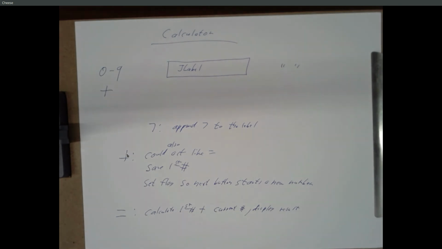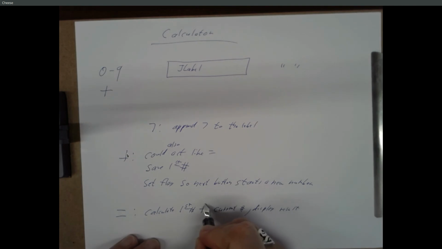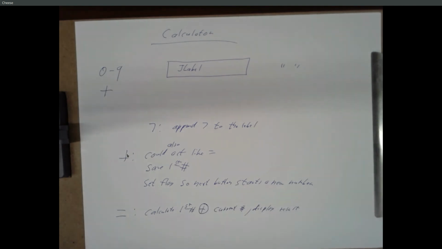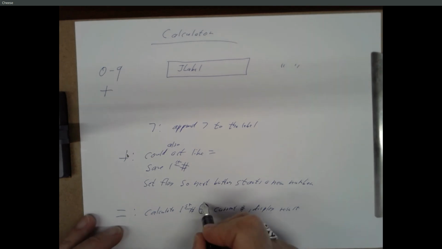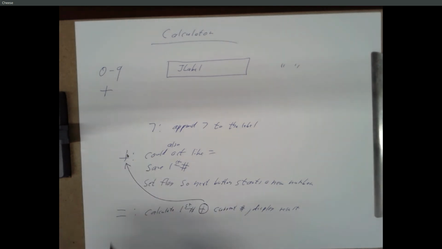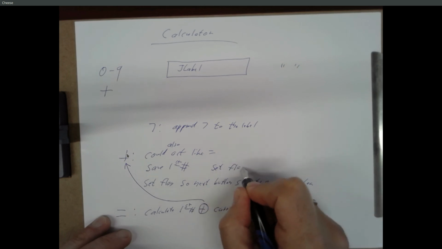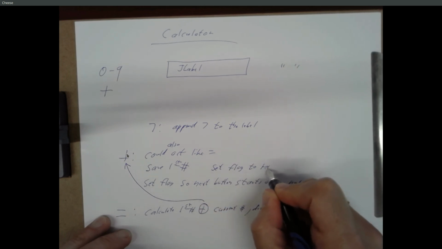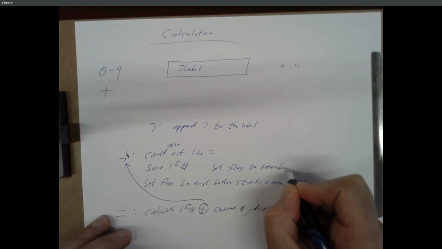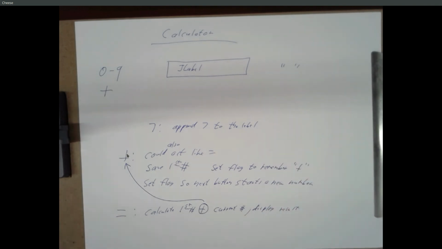But is it always the first number plus the current number? Could be first number minus the current number. Could be first number times the current number. So this plus is not always what exactly we want to do, right? It's a plus because we hit a plus before we started typing in the second number. So we got to remember that a plus was hit. So set flag to remember that you hit a plus sign.